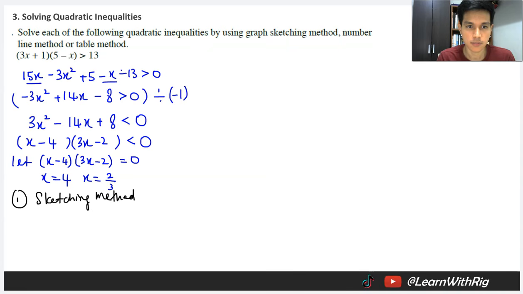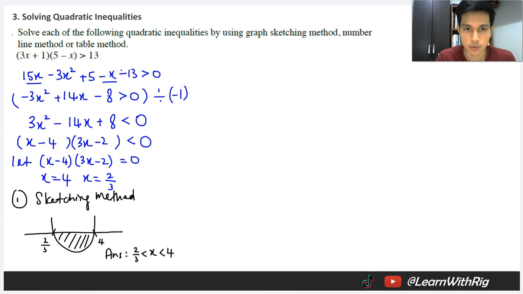Sketching method, same thing. It's a positive quadratic, correct? Because I already changed it to positive form here. Because it's positive, it's a U shape. Now your arrow, since I already turned it to positive, I'm going to refer to this arrow here. So this is less than, and less than means in here. In between what values? In between 2 over 3 and 4. So your answer is 2 over 3 less than x less than 4.